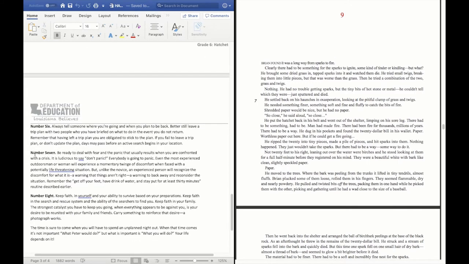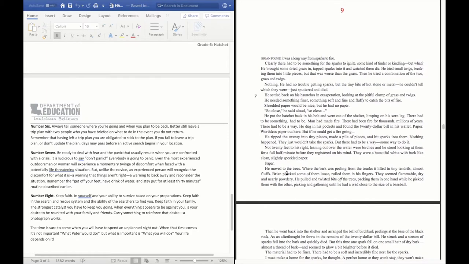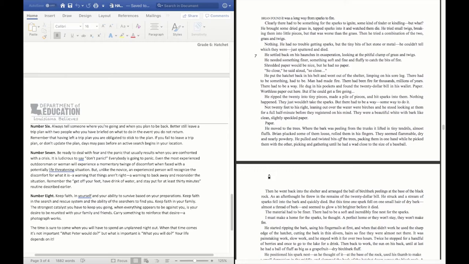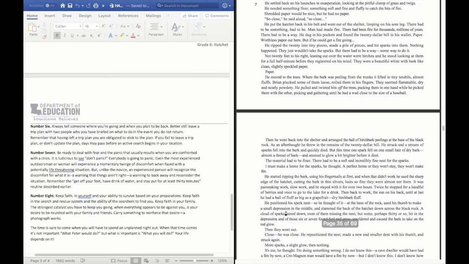So number 7 is be ready to deal with fear and panic. And where it says take a moment, calm down. And I see that number 7 can be applied to this scene when Brian is trying to set a fire. He can't. He gets frustrated and he gets upset. But he takes a step away. He thinks about it. And then he's able to look beyond the paper, to the trees, to the bark. Then he made his ball of fluff.